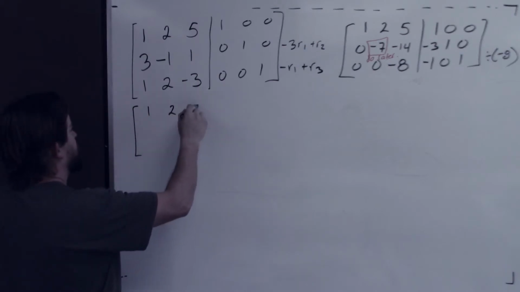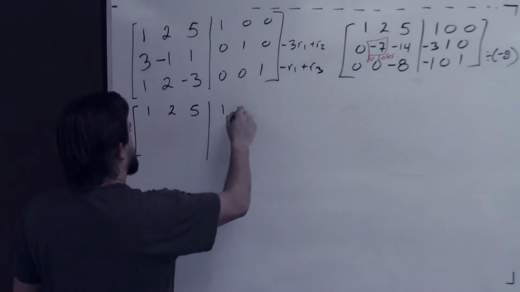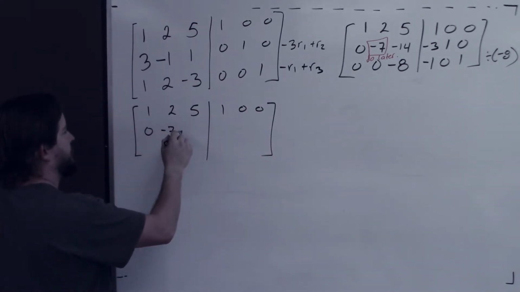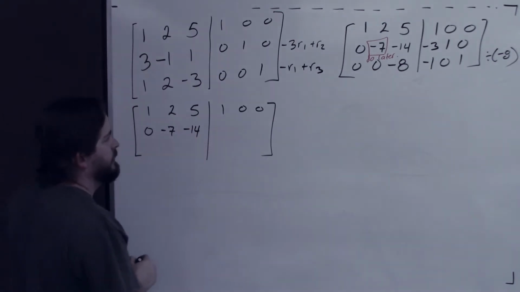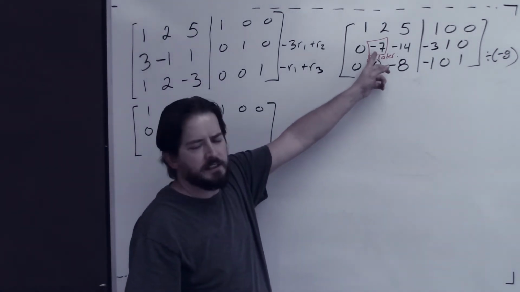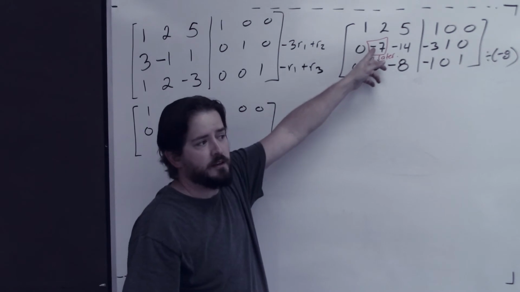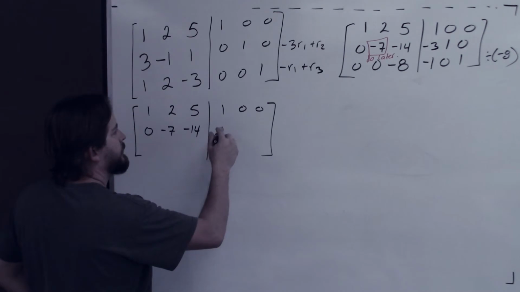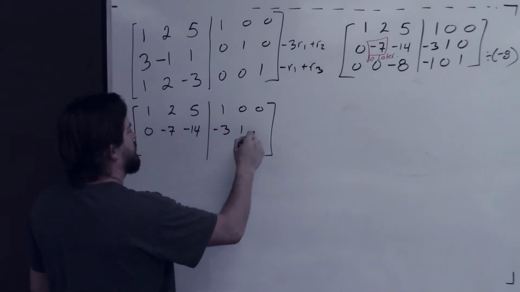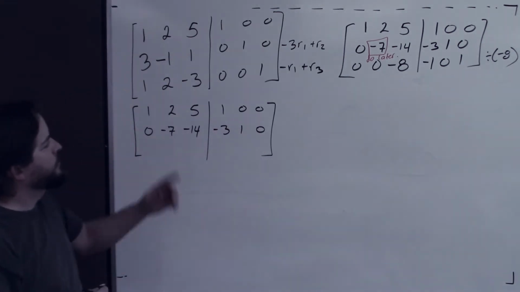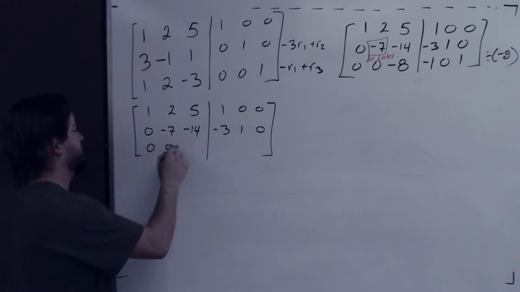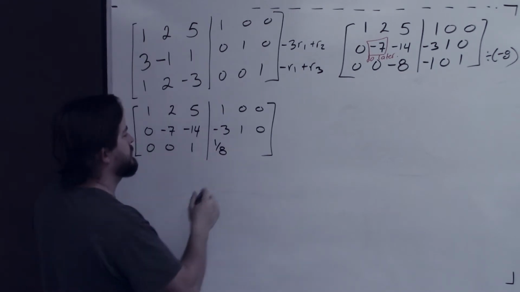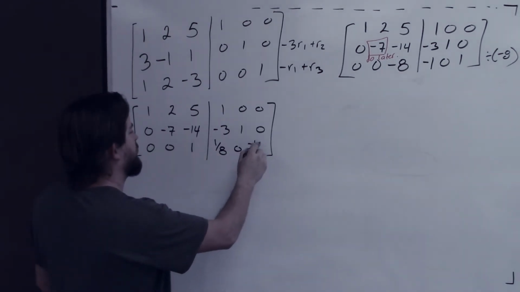1, 2, 5, 1, 0, 0 still, 0, negative 7, negative 14, and I could have just decided, well, since I'm going to deal with fractions anyway, I could divide the middle one by negative 7 and just have the fractions there, but it doesn't matter. All right, got that. Dividing the bottom by negative 8 gives me 0, 0, positive 1, positive 1/8, 0, and negative 1/8.